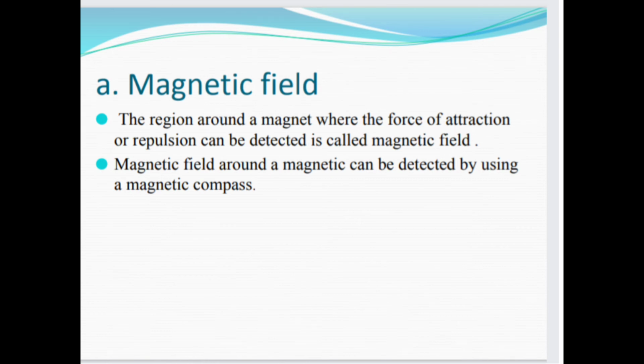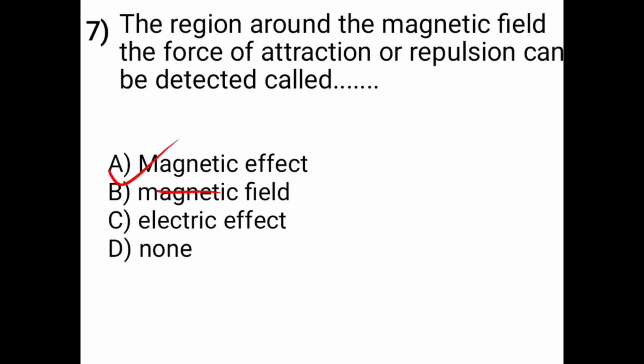Then we see what is a magnetic field. First point: the region around a magnet where the force of attraction or repulsion can be detected is called a magnetic field. Here the answer is magnetic field, not magnetic effect. So option B is the correct answer. The answer to this question is in the question itself.